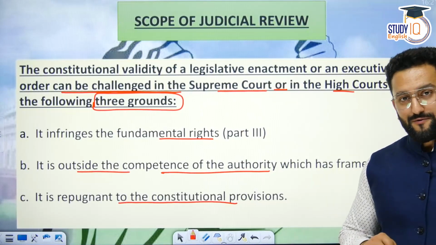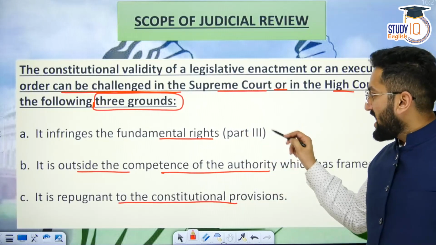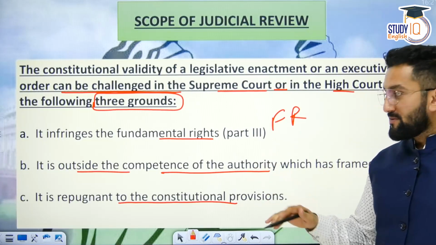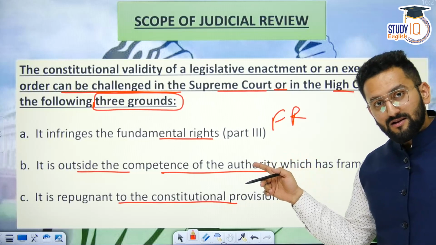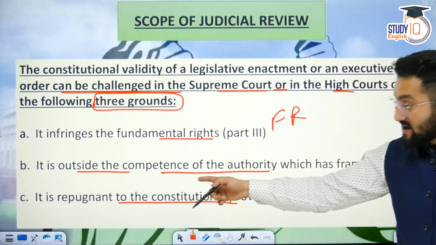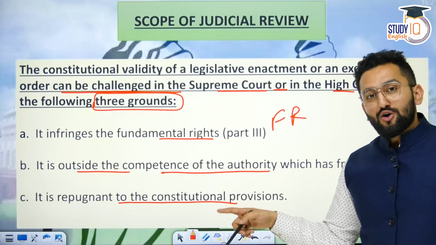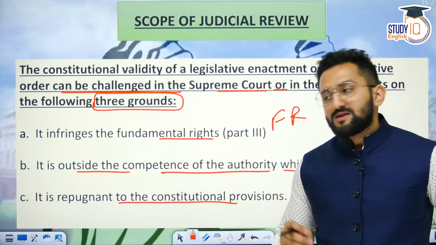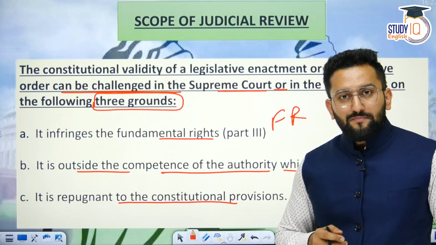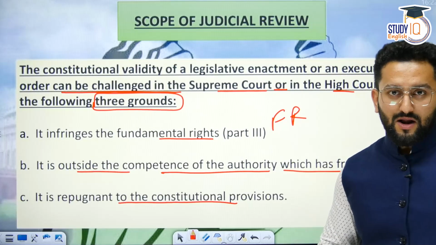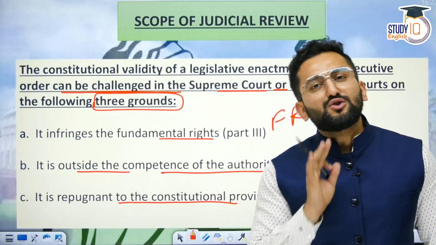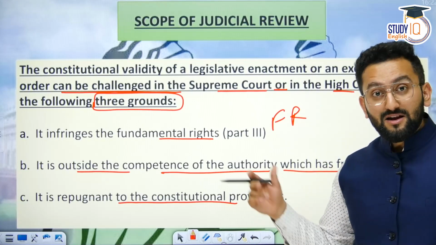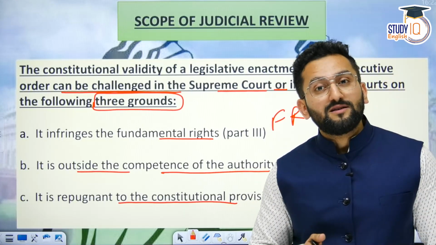Now, scope of judicial review. There are three grounds. Number one, FR. Means in which way this judicial review can be used. If FR, fundamental rights, are taken away, in that case judicial review. It is also used if it is outside the competence of the authority which has made the law. For example, consider a law has been made and that is not taking away any of your fundamental rights, and that is also not against the constitution. Can judicial review be used here? Can there be a scope there? Yes.